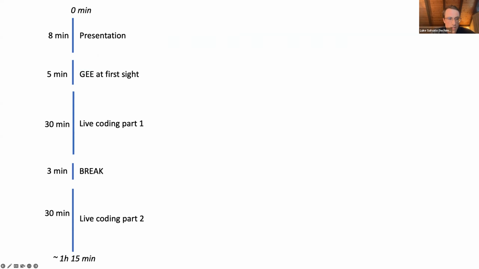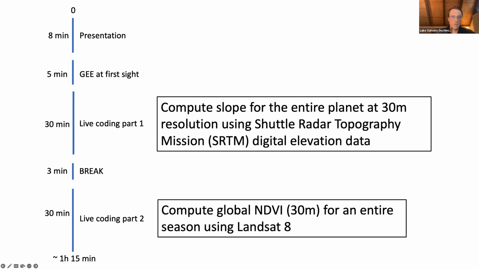And then we'll take a brief break and then do about 30 more minutes of live coding. And so I think the whole thing should take about an hour and 15 minutes or so. By the end of this, we'll have computed slope for the entire planet at 30-meter resolution using digital elevation data provided by the SRTM program. And then we'll also compute global NDVI at 30-meter resolution for an entire season using Landsat 8. So get pumped. It's cool stuff.